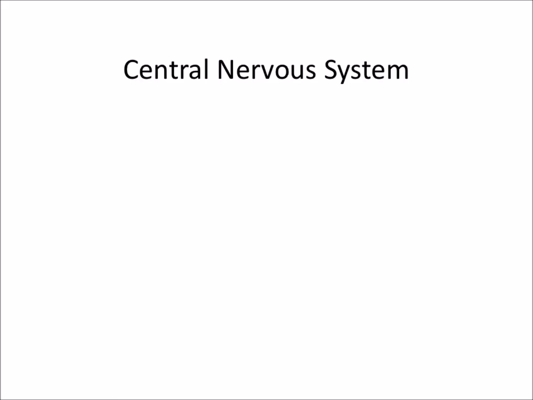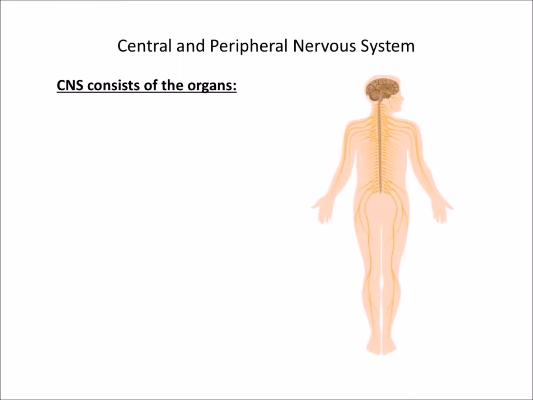In this lecture, we're going to discuss the first major division of the nervous system called the central nervous system. The central nervous system consists of two organs. The first organ is the brain. The second organ is the spinal cord.